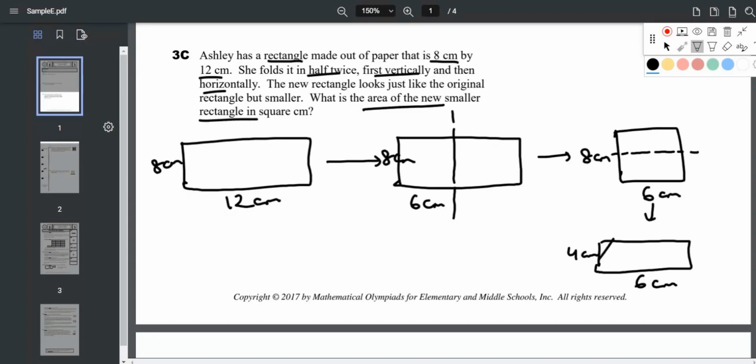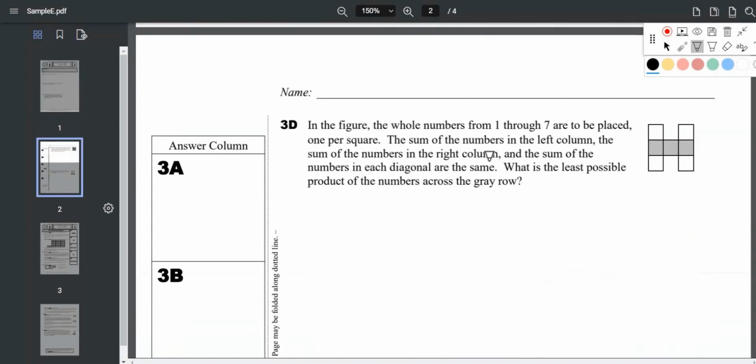So area of the new smaller rectangle, area is length times breadth. So area is going to be length into breadth, that is 24 centimeter square. So that is the third question. Moving ahead to the fourth question.